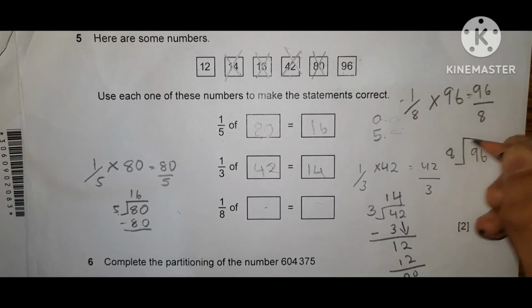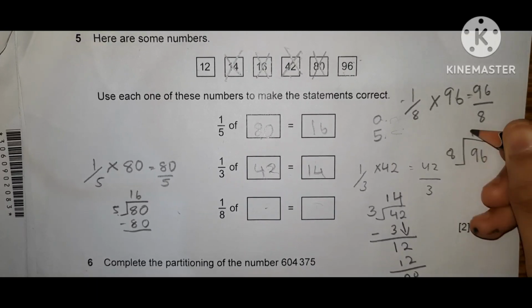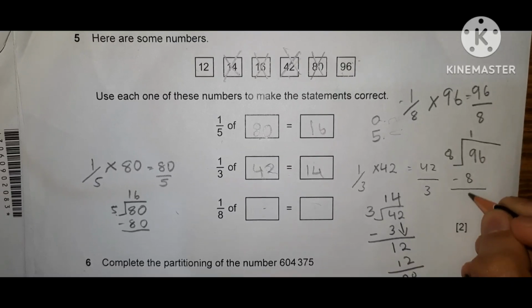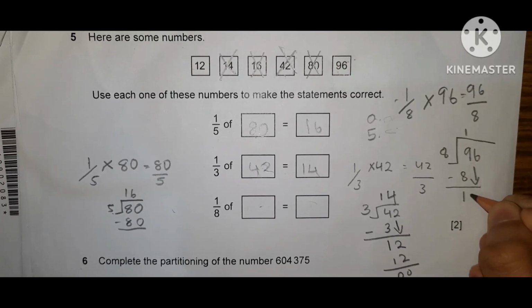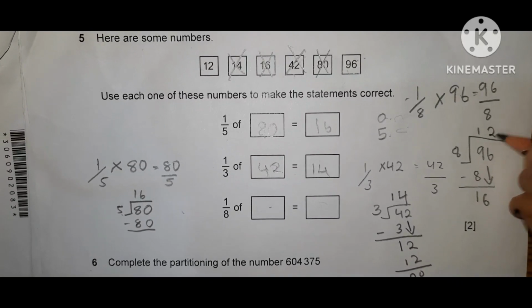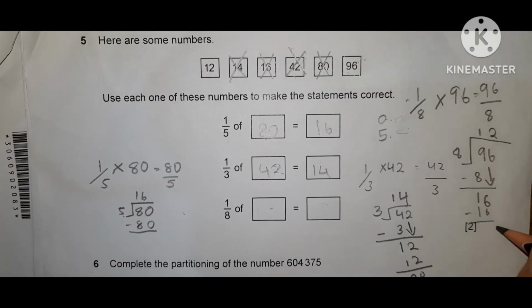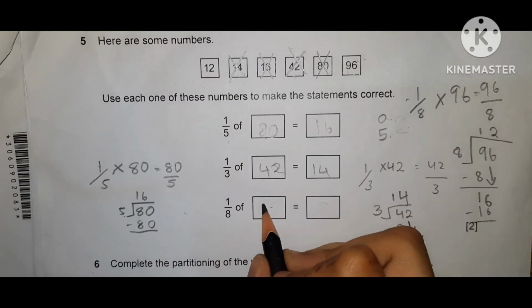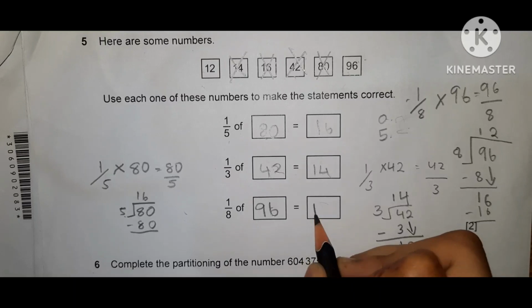96 divide by 8. 1 8's are 8. 9 minus 8 is 1. The 6 comes down. 8 into 16, 2 times. So it's 12. Do we have a 12? Yeah. So it means our answers are correct. So we'll write 96 and 12.